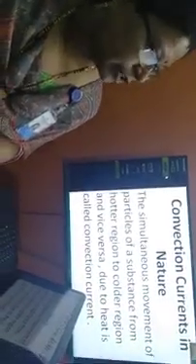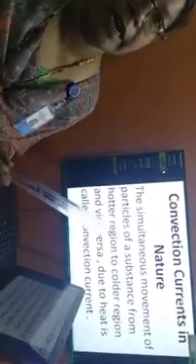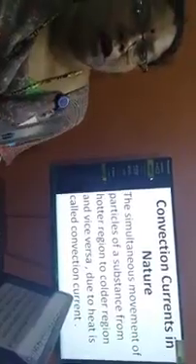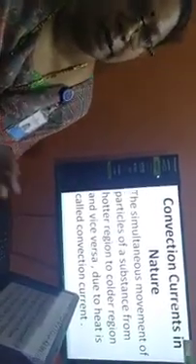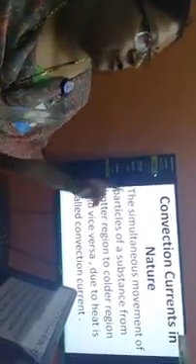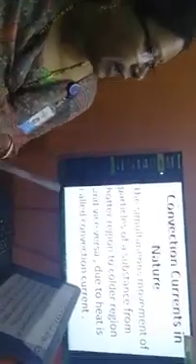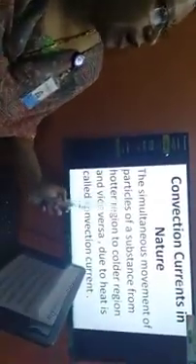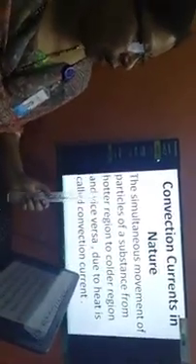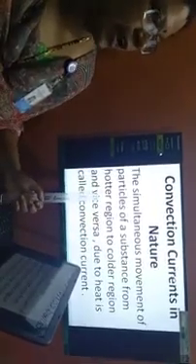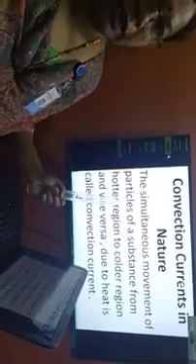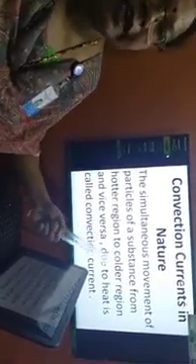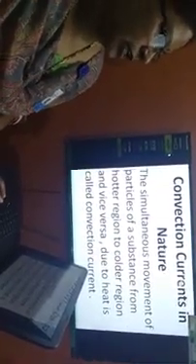So what is a convection current? Simultaneous means that when a hotter particle moves towards the colder region, the colder region particles move towards the hotter region. That movement is known as simultaneous movement. So the simultaneous movement of particles of a substance from hotter region to colder region and vice versa, that is, from colder region to hotter region, due to heat is called a convection current.